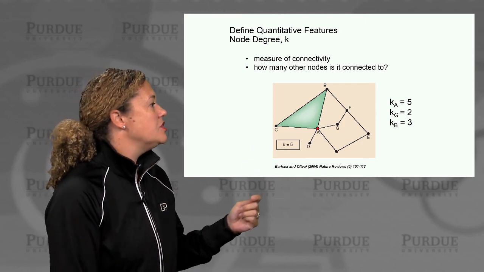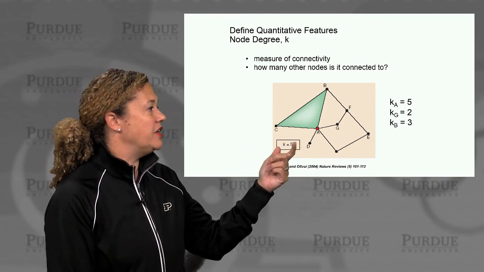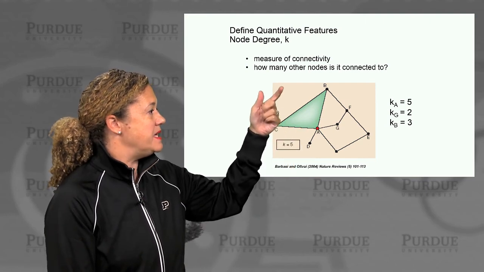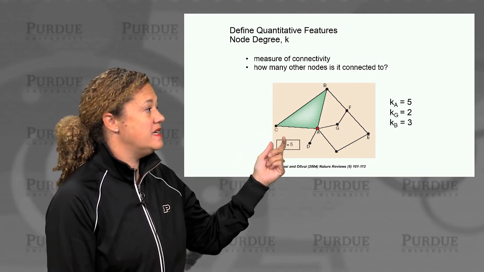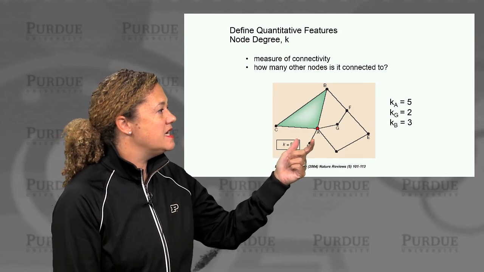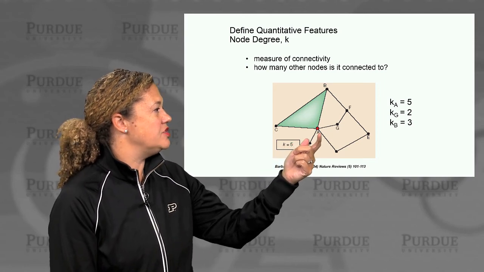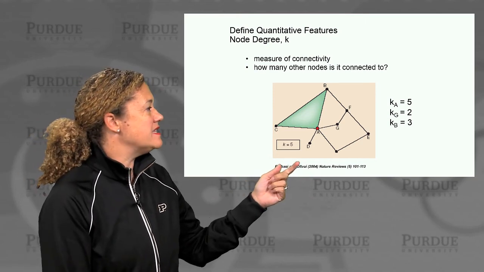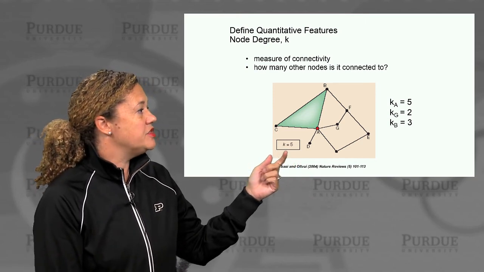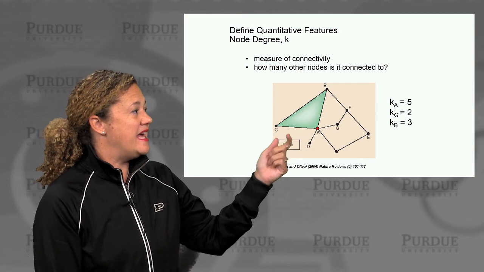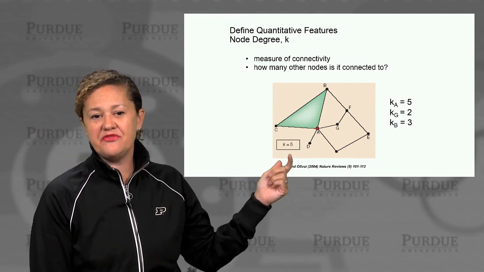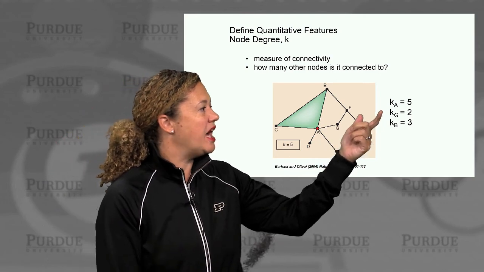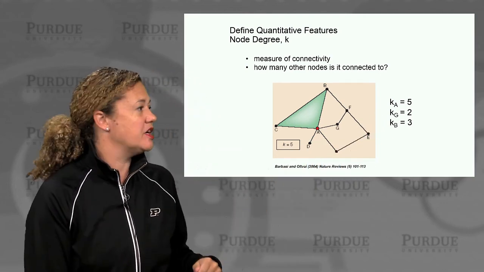So if we look at the node degree or the connectivity of A, we see that A connects to B, it connects directly to C, it connects directly to D, and it connects directly to G, and then another one down here without a label. So we can see that the connectivity or the node degree of A is 5. It connects to 5 other nodes, right? So we can go in here now and define our connectivity for all the nodes in our network.